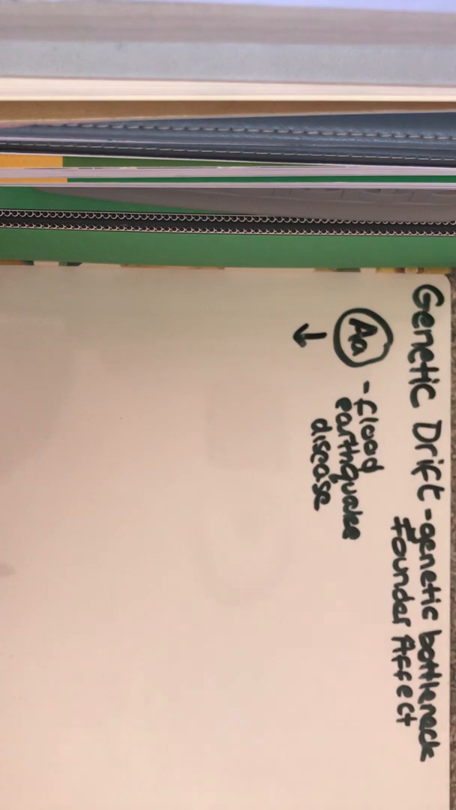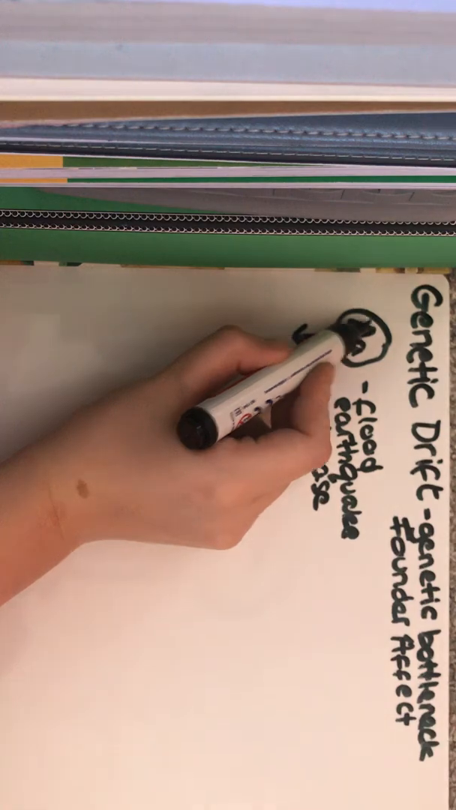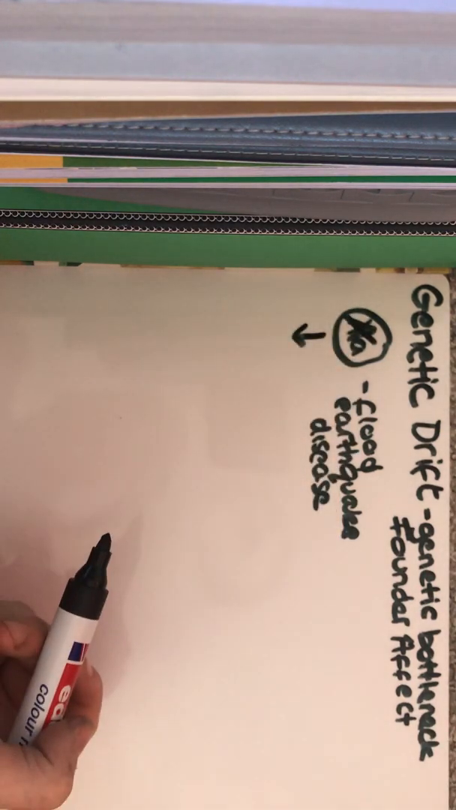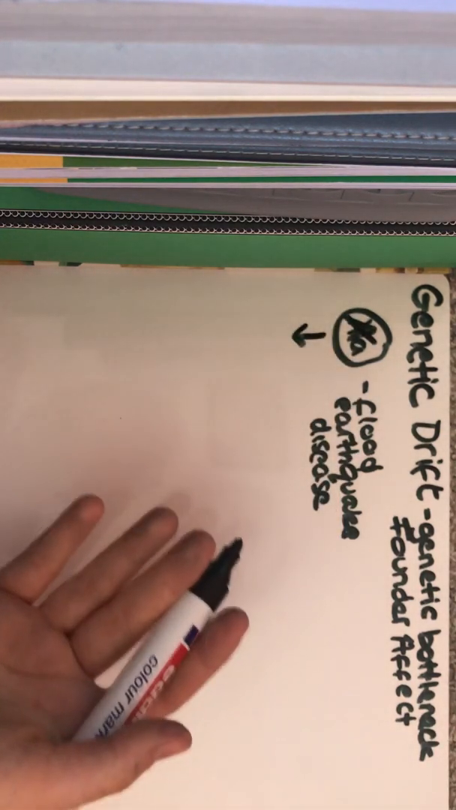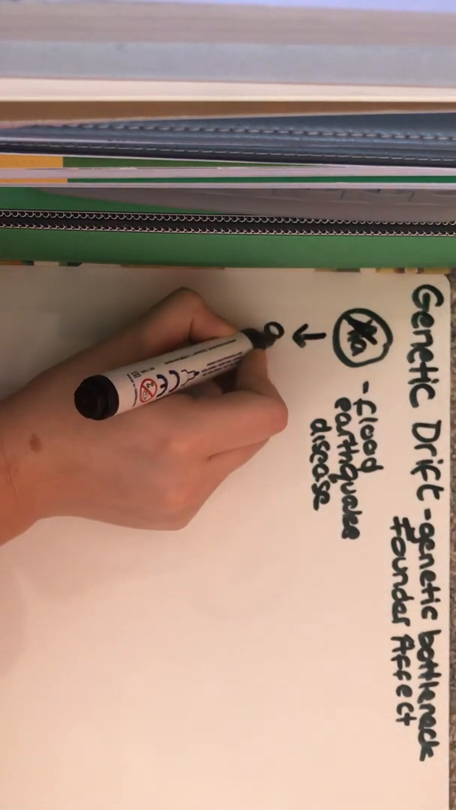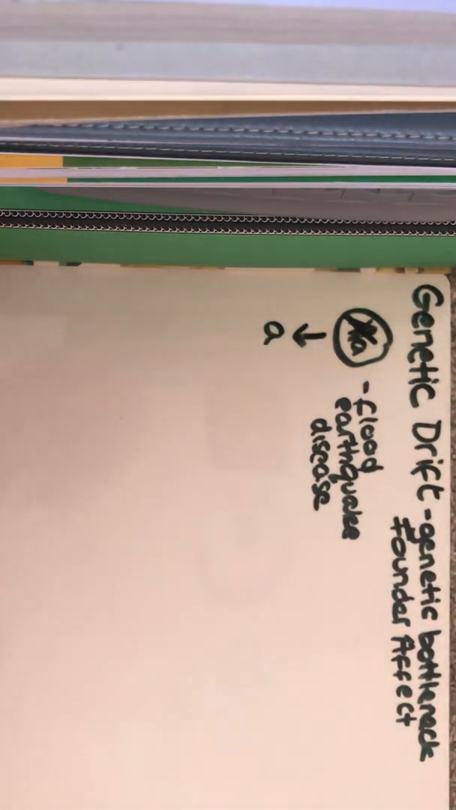And one of these alleles might actually disappear from this population. So it might be that this capital dominant A is lost due to the deaths caused by any of these. So actually we're only left with a recessive a allele in this new population.